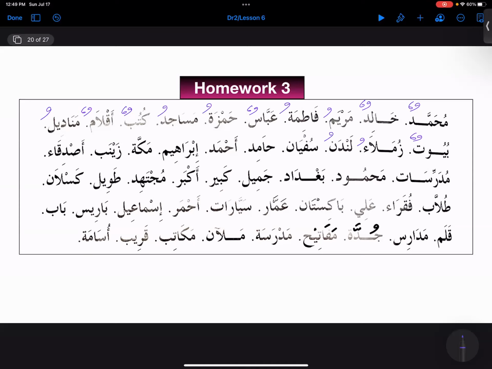London. Sufiana. Hami. Ahmadun. It's like Akbaru. Ibrahimu. Okay, so Ibrahimu. This is the pattern like Akbaru, so that's why Ahmadu. Makkah. Makkatun. Zainabu. Mudarisatun. Mahmudun. Very good. Because the word Muhammad is also from there.